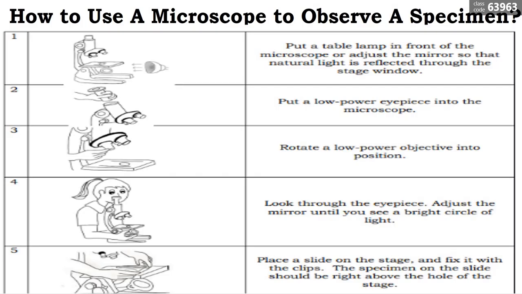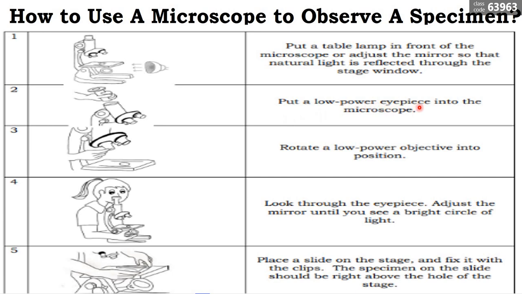Okay? So, how to use a microscope to observe specimens. This is the illustrated part for number one. Put the table lamp in front of the microscope or adjust a mirror so that natural light is reflected through the stage window. This is it.